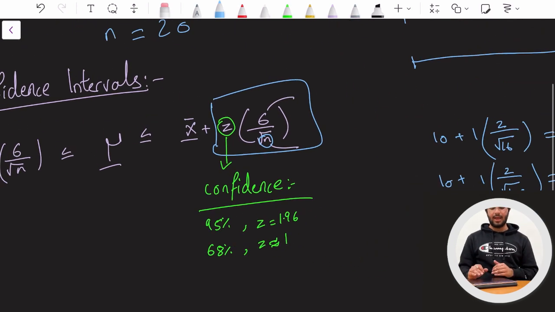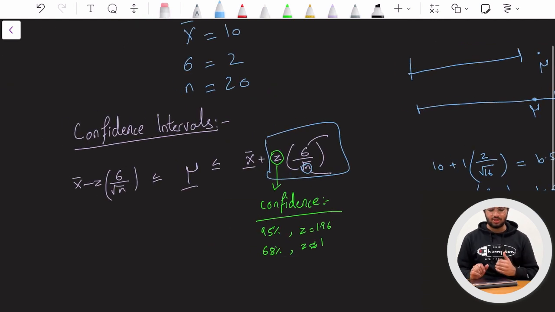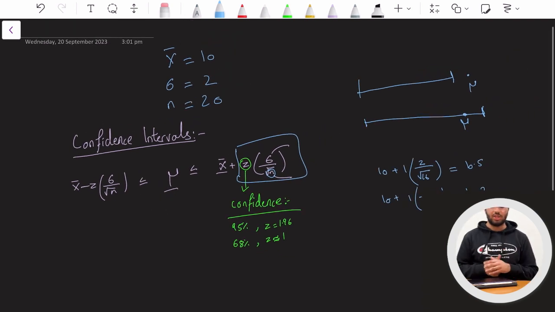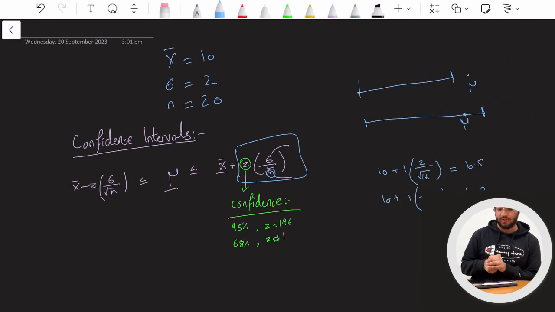And the take-home message, this is your formula. This is how you predict what the population mean is. The more confident you are, the greater your Z value is, the greater the width. The more the sample size, the smaller the width, okay? And you can do that whilst keeping your confidence the same, okay? So it kind of counteracts it. And this again drives home the point that the bigger your sample size, the more accurate you are, okay?